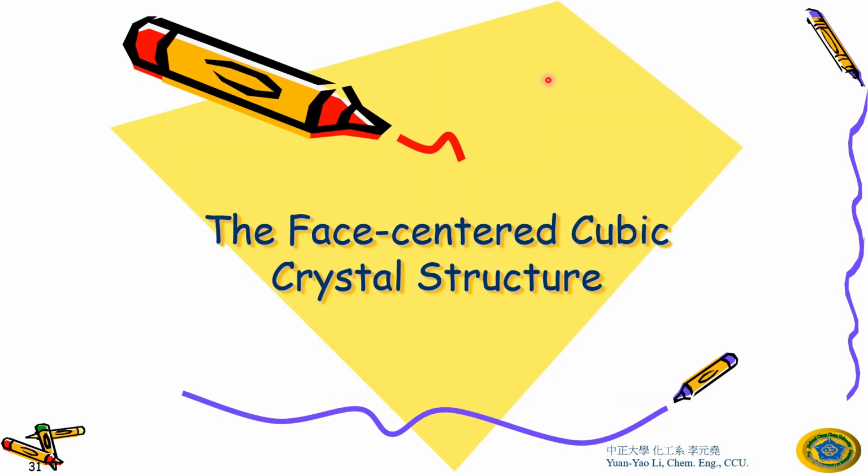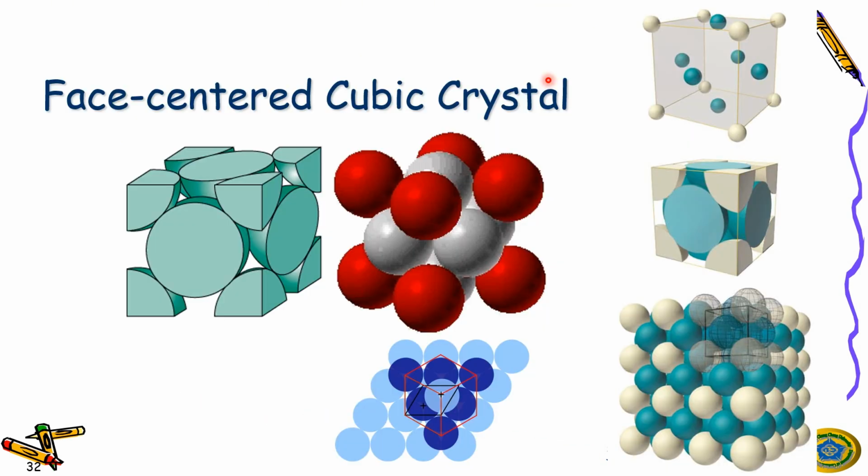Right, the third one is face-centered cubic crystal structure. So this is face-centered cubic crystal structure. Why is this called face-centered? Because I told you there are 6 faces, right? 3 pairs of the faces, right?